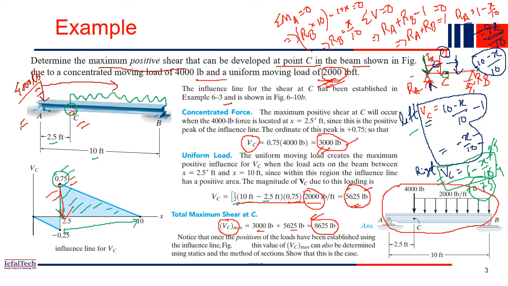So when the 4000 load is acting just above C, and the UDL is also acting over the entire side, then only we will get the maximum shear force at C, right? This is the maximum critical shear force we are computing. When the concentrated load is acting just above point C, and the UDL is over the entire right side from C, we will get the maximum shear force at C, and this is the value: 8625.